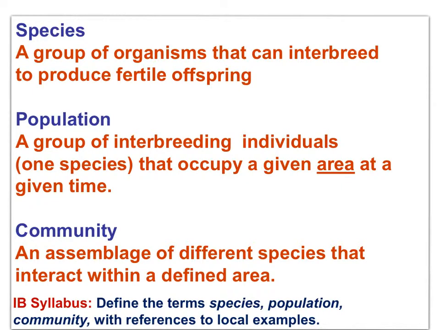Here are definitions of species, population, and community. A population is a group of interbreeding individuals of one species that occupies a given area at a given time. And this is the subject of this movie. Community ecology will be the subject of the next 5 movies, and that is an assemblage of different species that interact within a defined area.